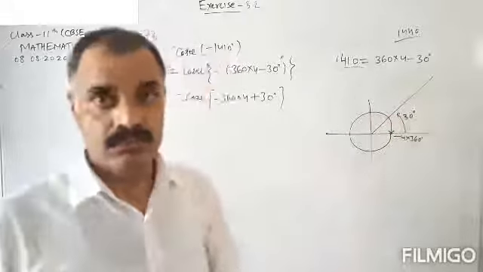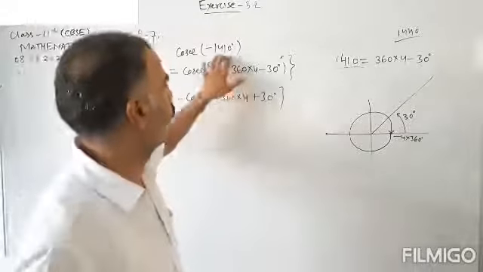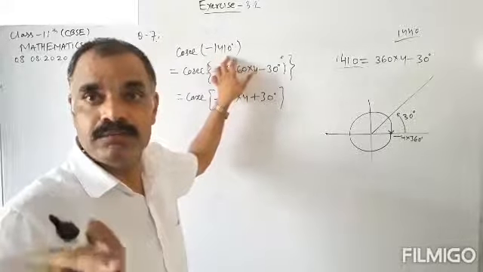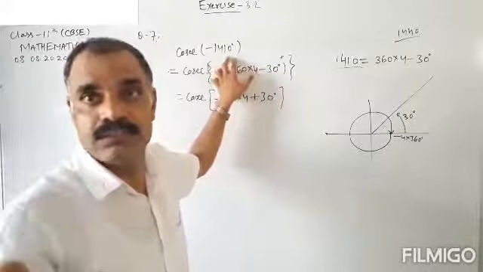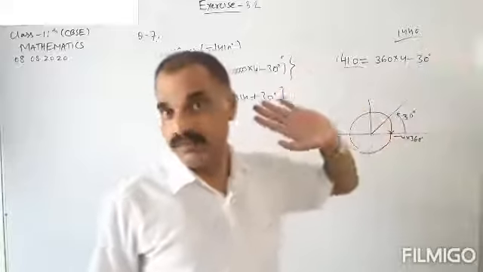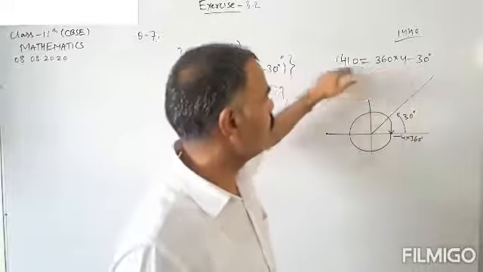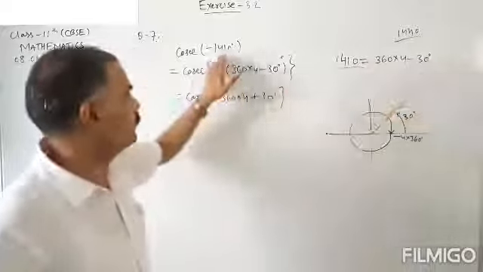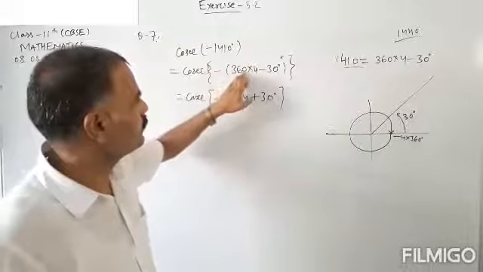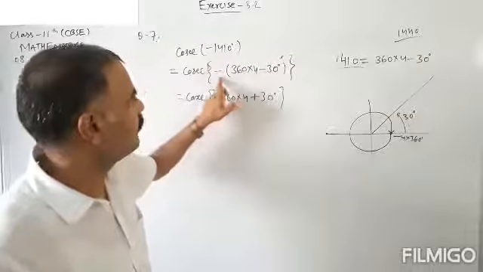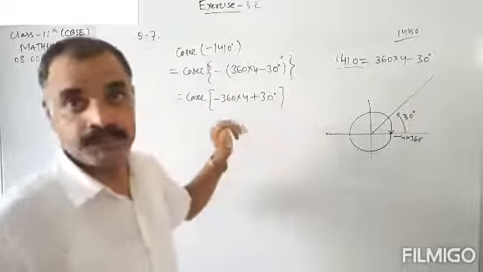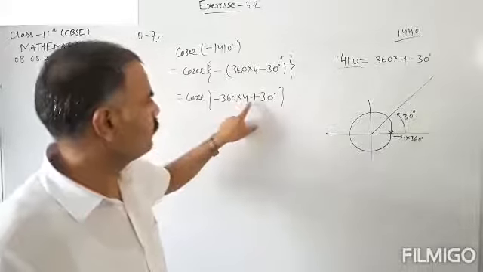Firstly, what did we do? We converted the given angle, only the angle, not the sign, that is 1410, into a multiple of 90 or 180 or 360. So it is a multiple of 360: 4 times 360 minus 30. This is the 1410 degree. Now put this in place of 1410 degree, with the minus sign outside the bracket: minus of 360 into 4 minus 30 degree. Now multiply the minus sign: minus 360 into 4 plus 30 degree.